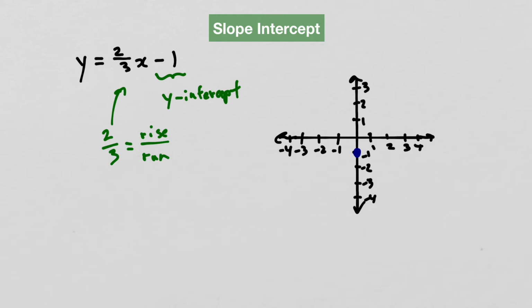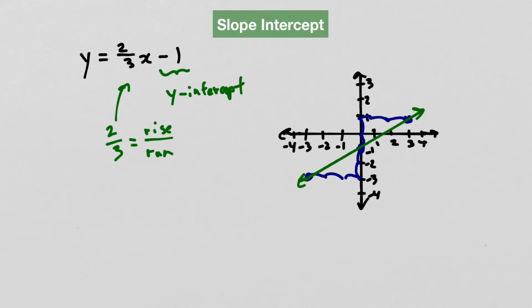Okay, so starting at the y-intercept, where we just marked it with the blue dot, we're going to move up 2 positions, 1, 2, and then go to the right 3 positions, 1, 2, 3. Okay, and then the opposite is true. We're going to drop 2 positions, 1, 2, and then run to the left 3 positions, 1, 2, 3. Okay, and when we connect the dots, it will look like this. And there we have it.